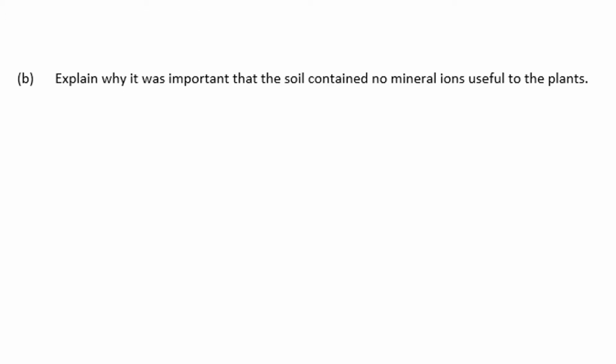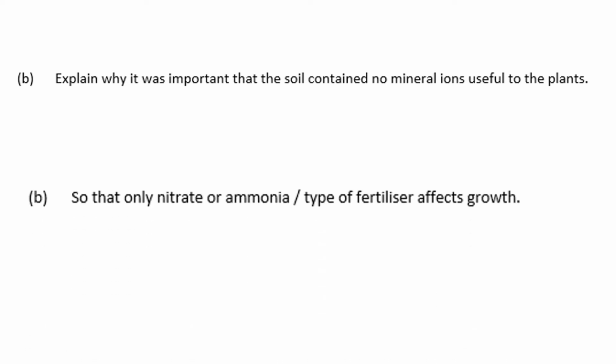Part B for question 1, explain, again it's an explanation, why it is important that the soil contain no other mineral ions useful to the plant. So we have a look at the mark scheme. It says so that only the nitrate or the ammonium fertilizers affected the growth. So you only want to see again the effect of the treatments.